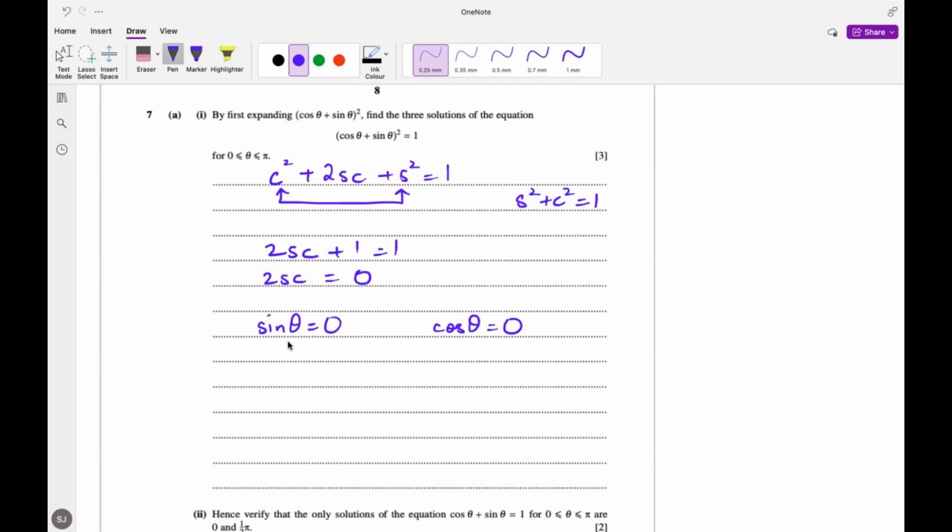Now taking sine inverse of 0, we'll get one of the answers as 0, and cos inverse of 0, the answer will be pi upon 2. Now from 0 to 180, as the limit is from 0 till pi, we know that if one of the answers for sin theta = 0 is 0, another answer will be sin of pi, as sin of pi is also 0. So the three values of theta will be 0, pi upon 2, and pi.